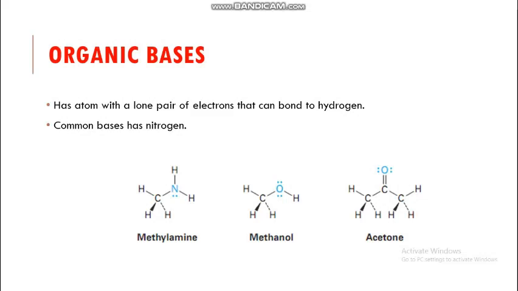So, organic bases are characterized by the presence of an atom with a lone pair of electrons that can bond to hydrogen. Ayan. So, the common bases have nitrogen. For example, this one, the methyl amine. So this methyl amine and nitrogen-containing compounds are the most common organic bases, and they are involved in almost all metabolic pathways, just like the carboxylic acids.